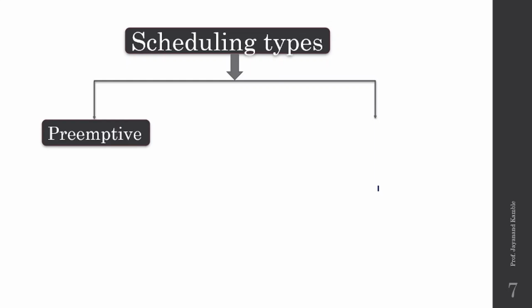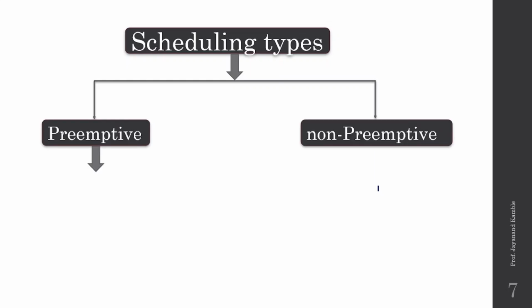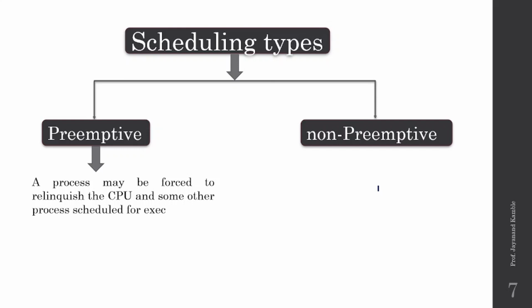Now let's talk about scheduling types. There are two different scheduling types: preemptive scheduling and non-preemptive scheduling. Let's understand what is meant by preemptive scheduling. A process may be forced to relinquish the CPU and some other process scheduled for execution. That type of scheduling is called preemptive scheduling. In preemptive scheduling, resources can be taken forcefully from the currently executing process. As we take the resources, that process goes into the waiting state, and the preempted resources can be given to the other process for execution. This kind of scheduling is called preemptive scheduling.